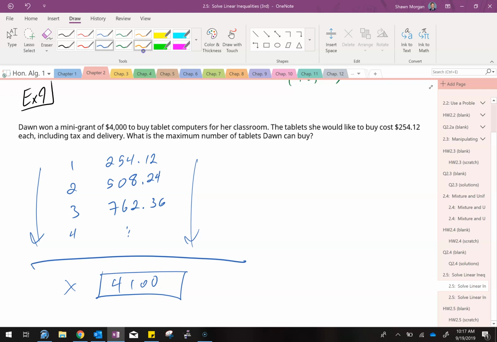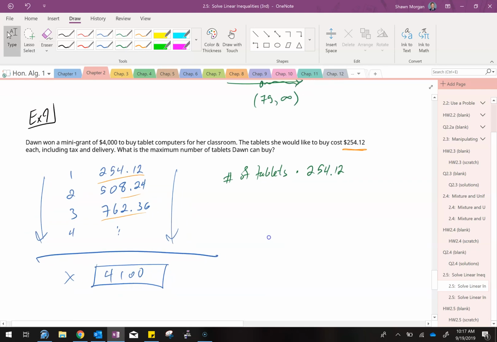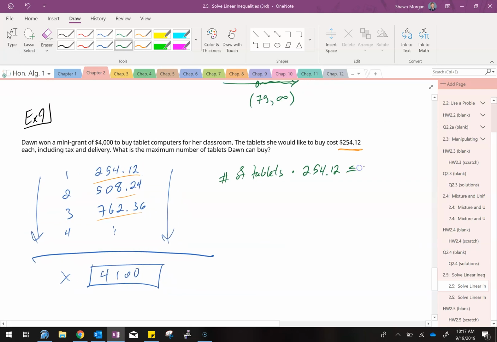What was I doing each time to get this value over here? I was tacking on an extra 254. It was multiples of 254. In other words, you're multiplying the number of computers times 254.12. And what do we want to make sure that is? Less than or equal to 4,000. Very good, Lennon. Less than or equal to. Would it be okay if it was equal to 4,000? Of course it would. Actually, that would be ideal, because that means she's fully using all of her grant.